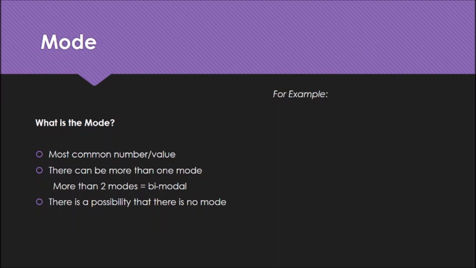So today we need to know how to identify what the mode is. So the mode is the most common value in a data set. If there is more than one mode, we call that bimodal. There is a possibility that there is no mode, so don't panic if you don't find an answer.